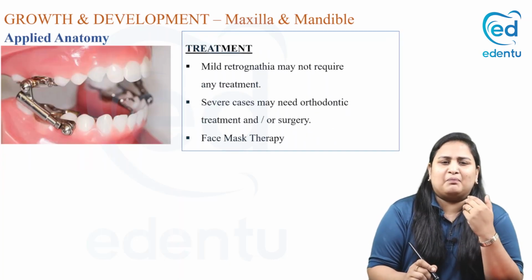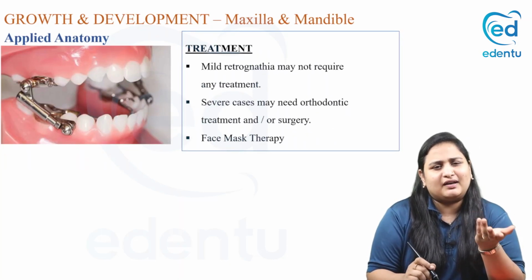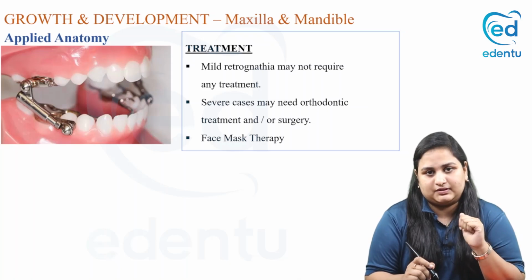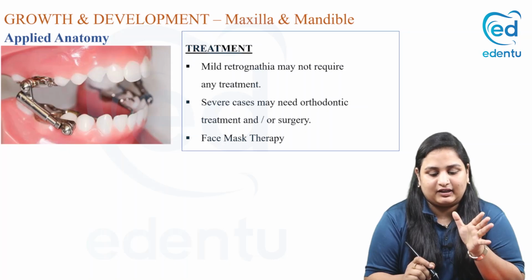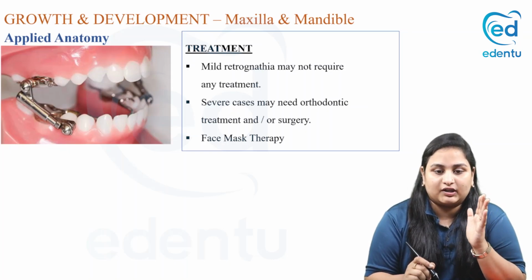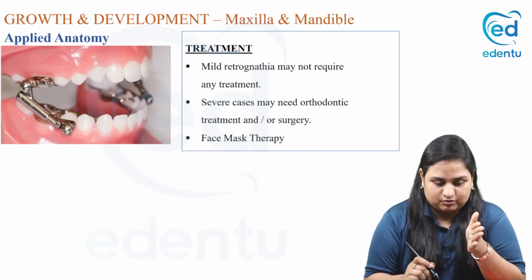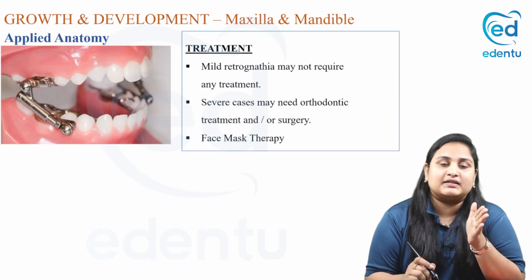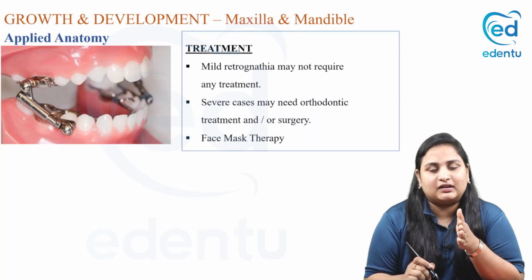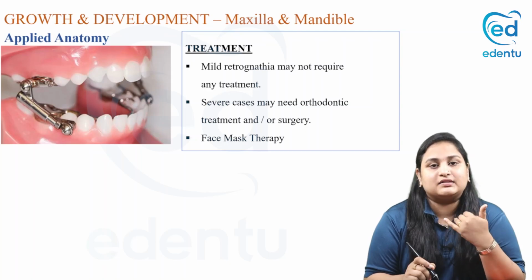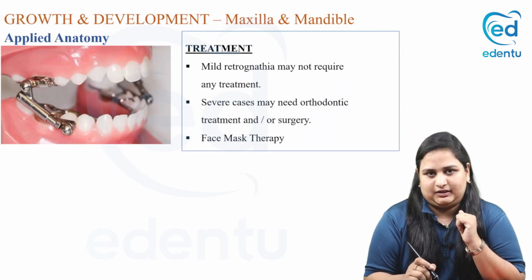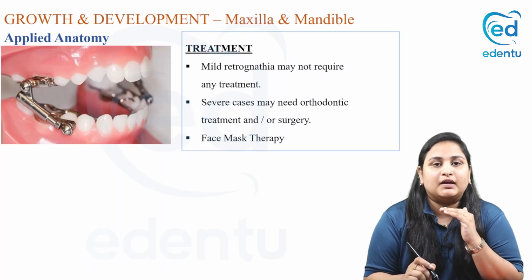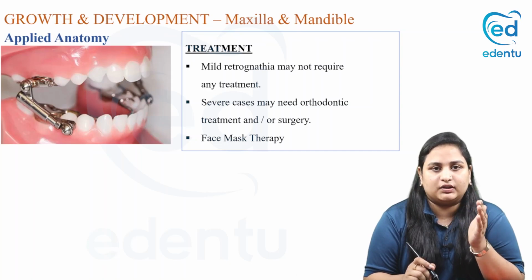In this aspect, a mild retrognathia can be left untreated if it doesn't cause severe problems. But in fully grown cases, when there is severity, it needs an orthodontic correction and a surgical approach. We also have face mask therapy, advised under orthopedic as well as orthodontic consultation, which regulates the growth of the mandible. It helps in bringing the mandible a little more forward in accordance with the upper jaw.